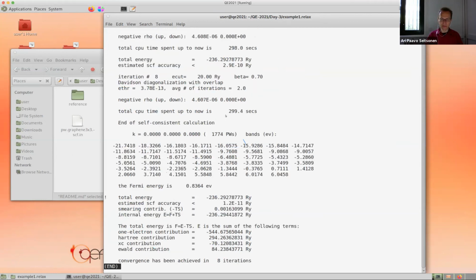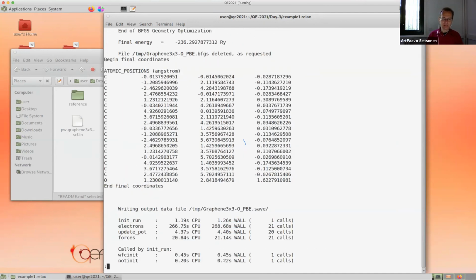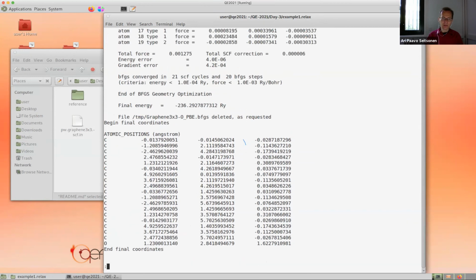And I mean, okay, now it just converged. It needed 20 relaxation steps. Again, this depends on your system. It depends on the initial geometry, how far it is from the final one, and so on.